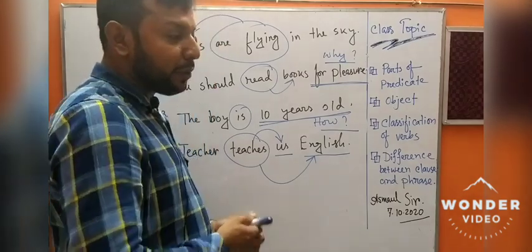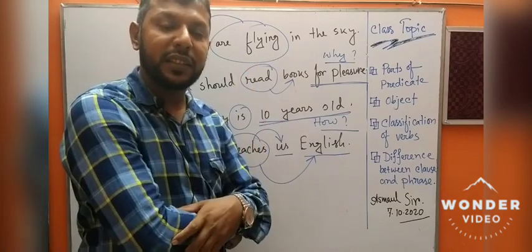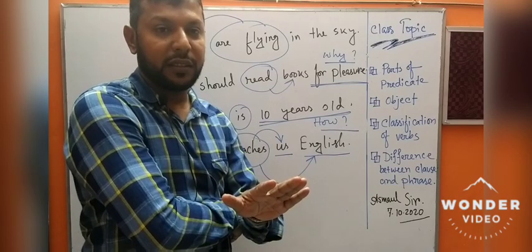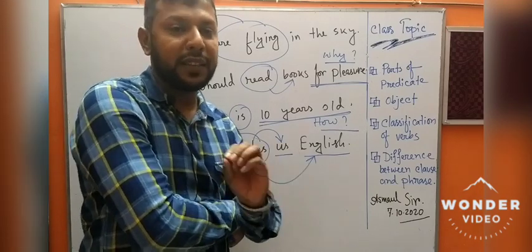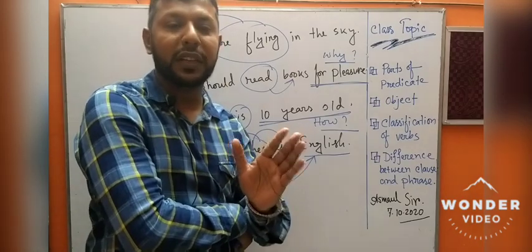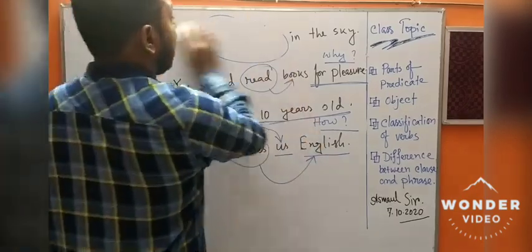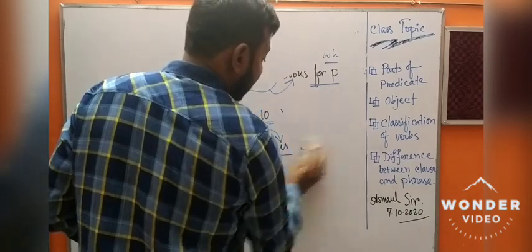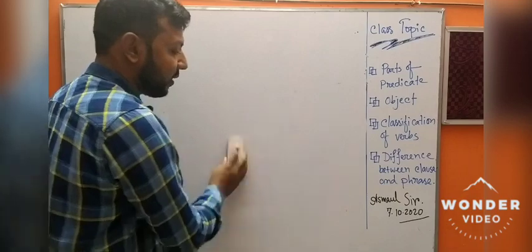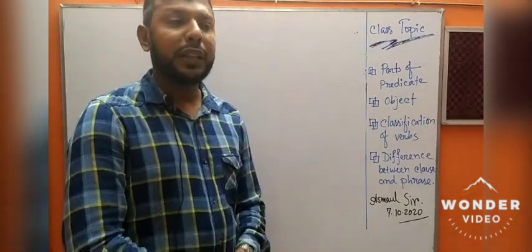So from these examples it is clear that there may be one object in a sentence, there may be two objects in a sentence, there may be no object in a sentence. So we should not mix object and adjunct. We should not make mistakes. What is object and what is adjunct? It is clear now what is object.